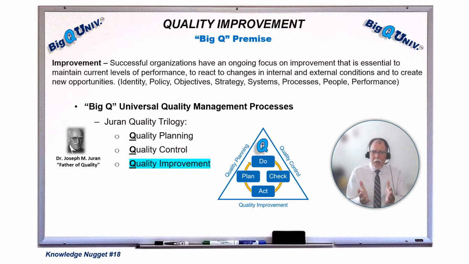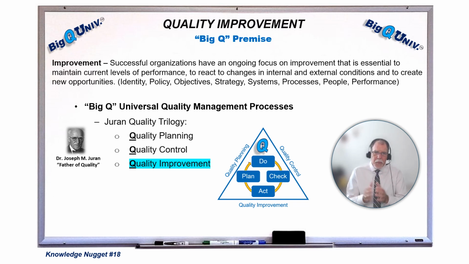Not only is quality improvement one of the Big Q quality management universal processes, but it's essentially the backbone of an effective quality management system. All successful organizations have an ongoing focus on improvement, and that's essential to the organization to maintain current levels of performance, to react to changes in their internal and external environment, and to create new opportunities.